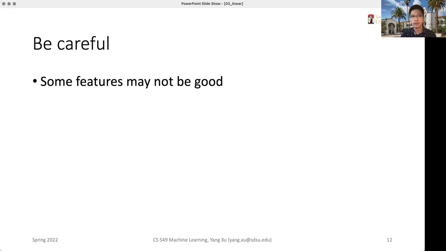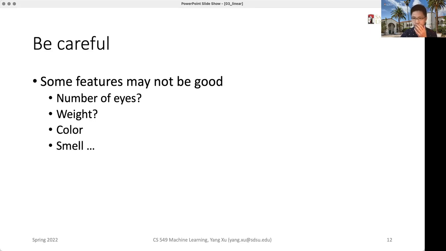But actually, we need to be careful about adding new features because some features may not be good informative ones, like the number of eyes, right? And weight may be already closely related to the length, right? So it may not be that informative to add weight when we already have the length feature. And color may be useful, smell may be useful, but we need a way to quantify those features, right?